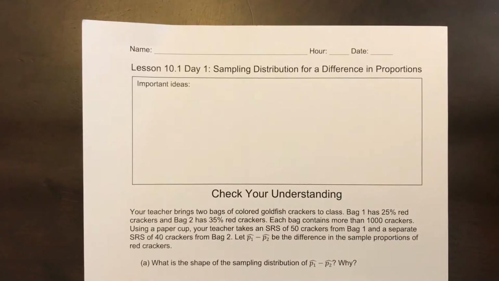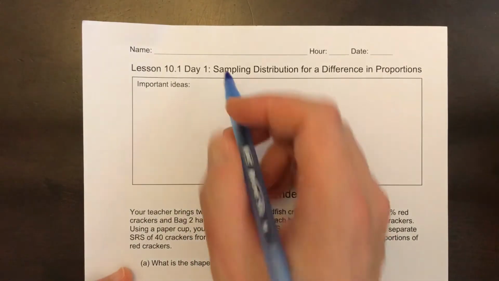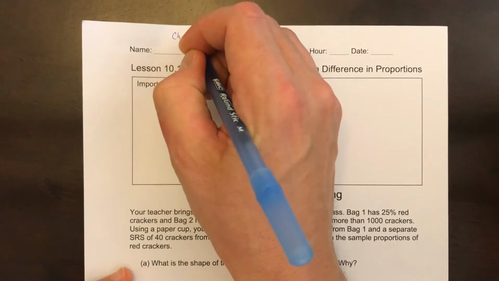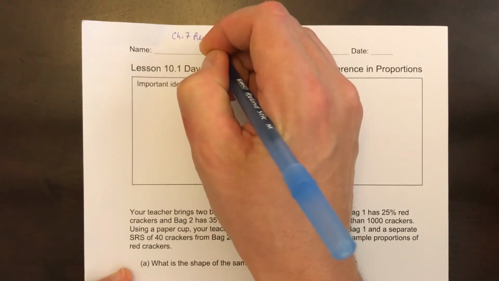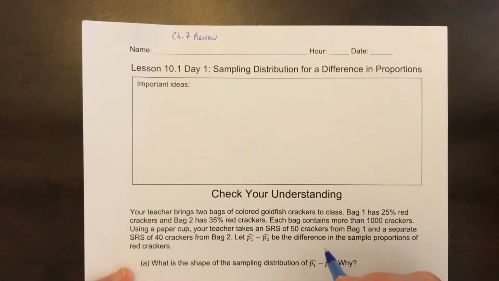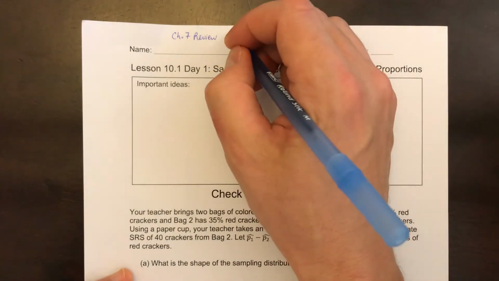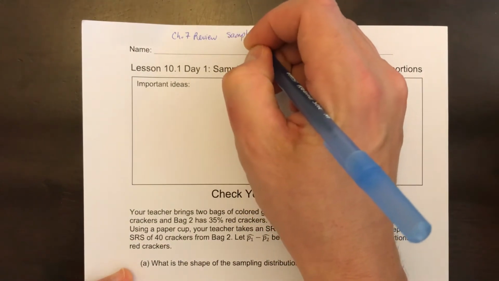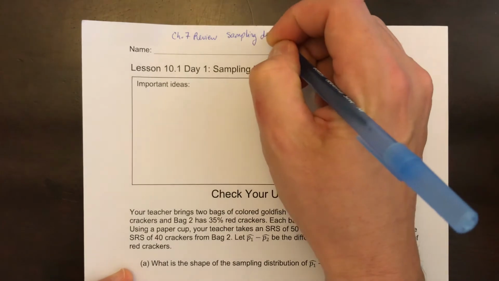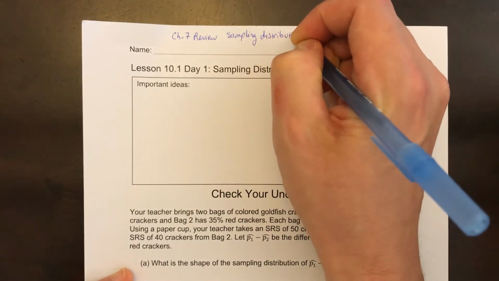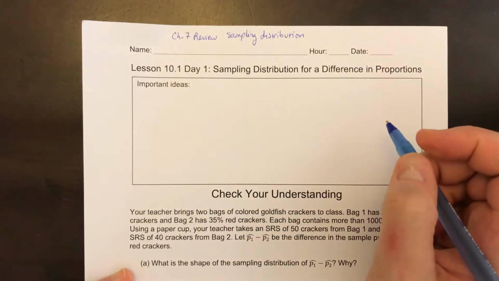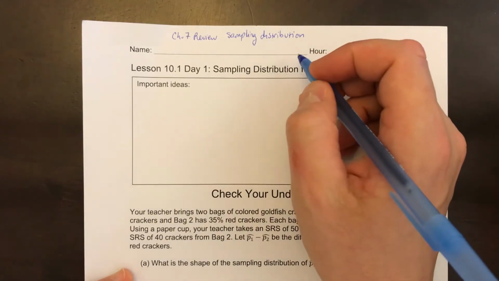Okay, so we're here for the last part of this lesson. Before we start writing the important ideas here, we're going to do a little review from chapter 7. We're going to do a summary. What chapter 7 did was we were looking at the sampling distribution. And we looked at sample proportions and sample means. Now today we're going to do sample proportions.